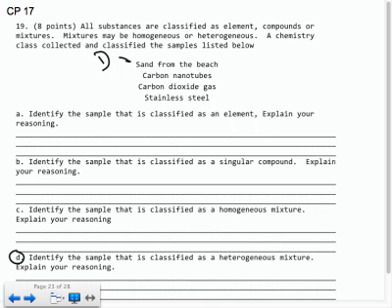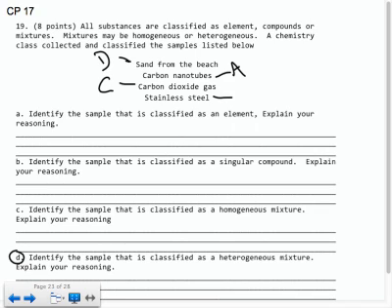Carbon nanotubes. Carbon nanotubes are made of pure carbon, which is an element that cannot be broken down into anything simpler. There's no other elements involved, it's just carbon, so that would be A. Carbon dioxide gas is carbon and oxygen combined chemically, which makes it a compound. You cannot separate the carbon from the oxygen physically, you could do it chemically.